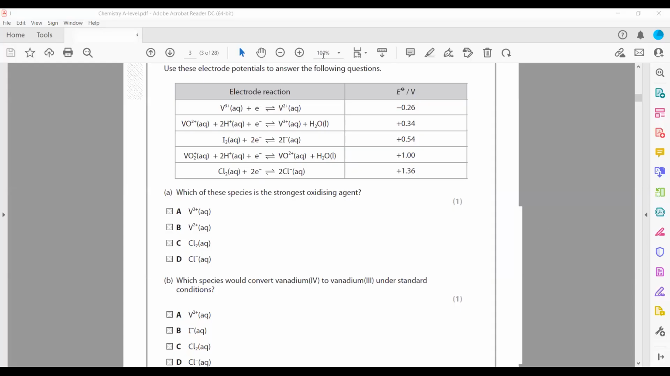In this question, use the electrode potentials to answer the following questions. Different electrode potentials are given to us, and the question is, which is the strongest oxidizing agent? An oxidizing agent itself is reduced, and reduction is by gain of electrons. So the question is, which one can gain electrons easily? We have the options vanadium 3+, vanadium 2+, chlorine, and chloride.